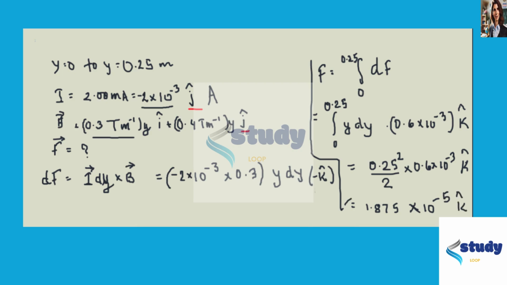We are done. We have finally determined the force acting on the wire along its length from 0 to 0.25. And this ends the solution for this question.